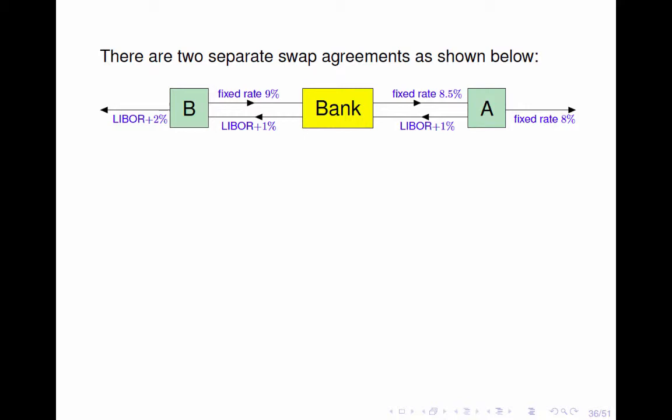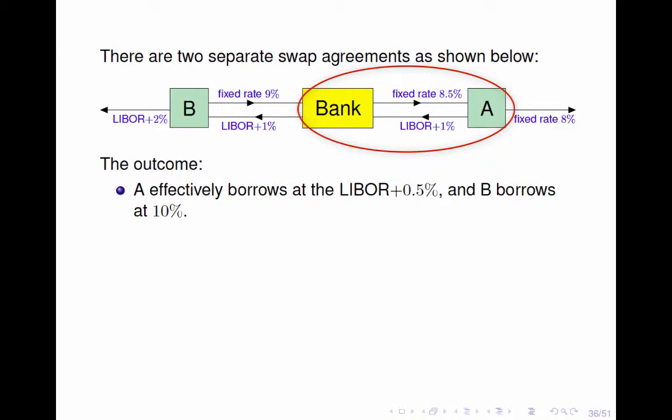This includes two separate swap agreements. Party A pays to the bank a floating rate at LIBOR plus 1%, and in return receives from the bank a fixed rate at 8.5%. Together with the 8% paid to the fixed rate market, A effectively borrows at LIBOR plus 0.5%.